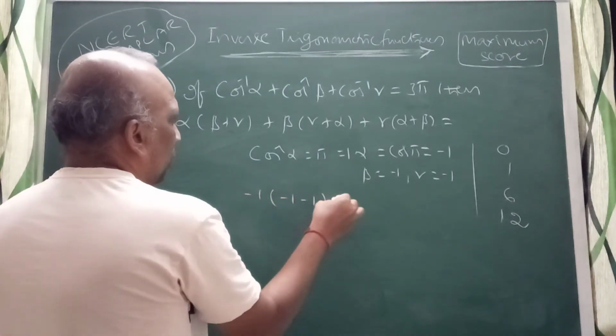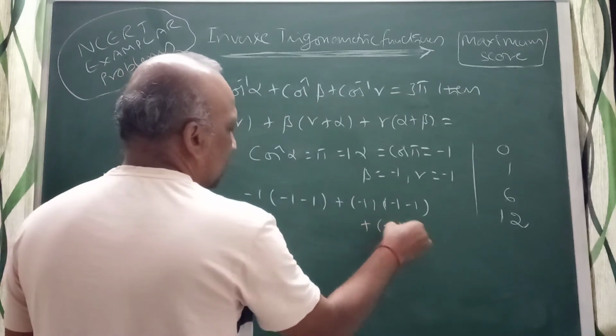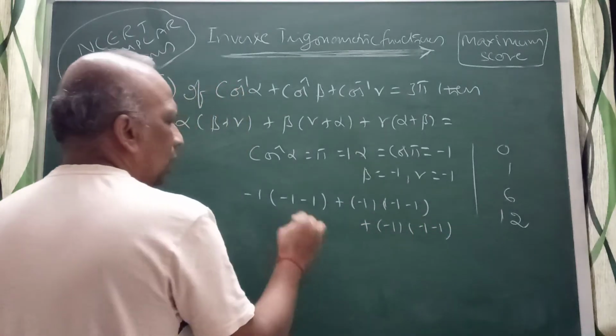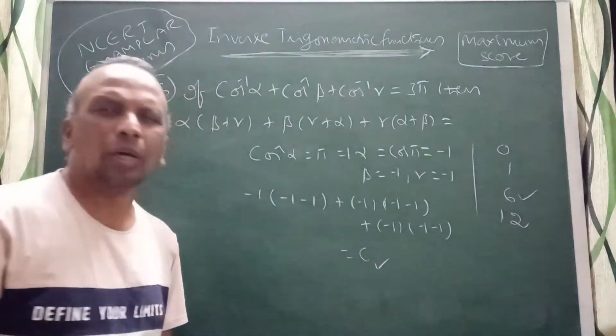Minus 1, minus 1, minus 1. So you will get minus 1, minus 1, minus 1. It will be 2 plus 2 plus 2. It will be 6. Your answer is 6, right? The answer is 6.